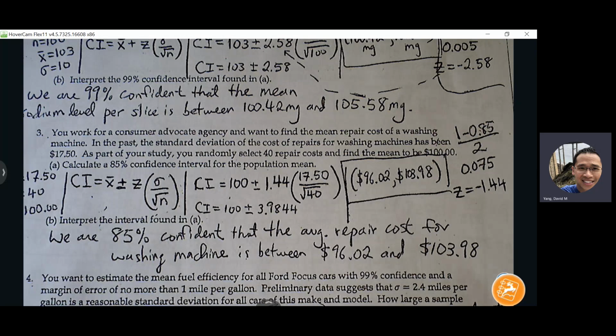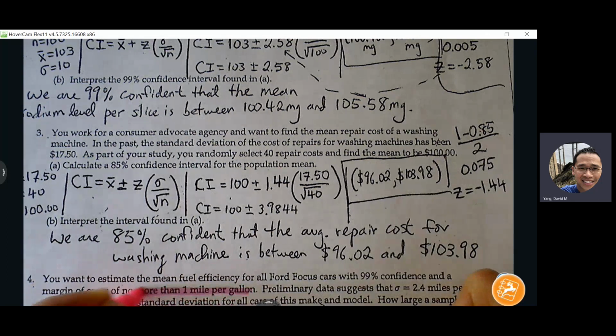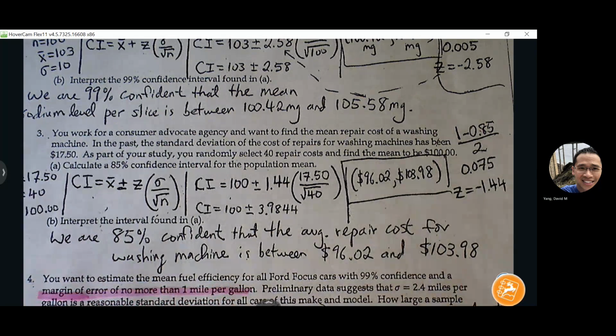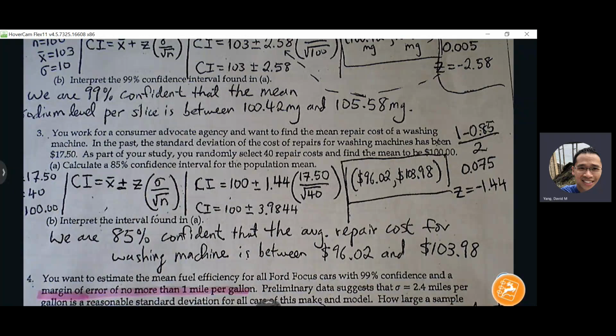So here it's a little bit different because normally we're trying to find the margin of error. Here, they're telling us what the margin of error is. Preliminary data suggests that sigma is 2.4 miles per gallon is a reasonable standard deviation. How large a sample do you need? So we're looking for the n. Typically, we have the n number of the sample size and are looking for the margin of error. Here, we're given the margin of error and going backwards to figure out the n value.